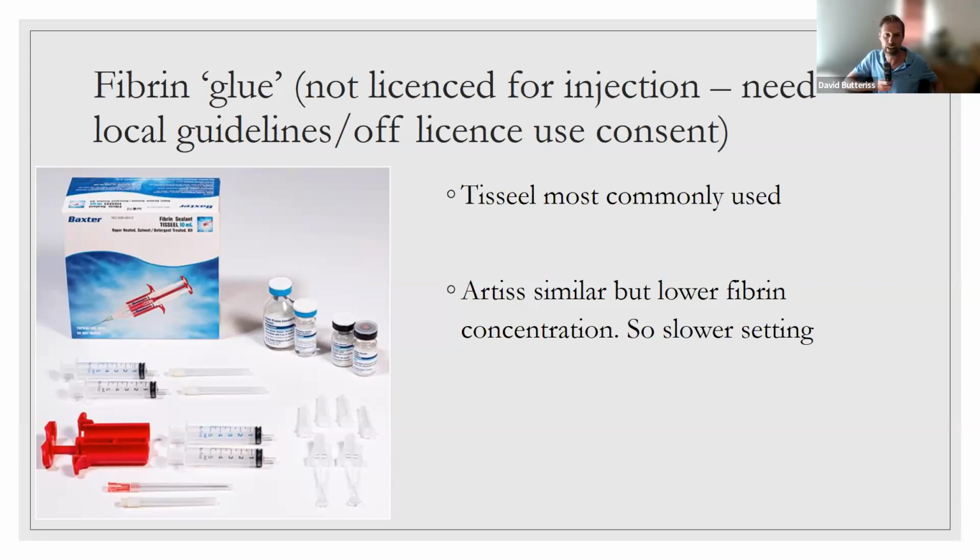We typically use Tisseel. Other formulations are available. Some people prefer one called Artiss, which is the same thing but has a slightly lower fibrin concentration, so it's a bit more liquid and slower setting. I can't really see any great benefits of that. I think, as we'll see, we want this to form a nice blob of glue around the area of the leak, and having a more liquid preparation that tends to flow away from the area that we're interested in is probably not great. So Tisseel is what most radiologists tend to use.